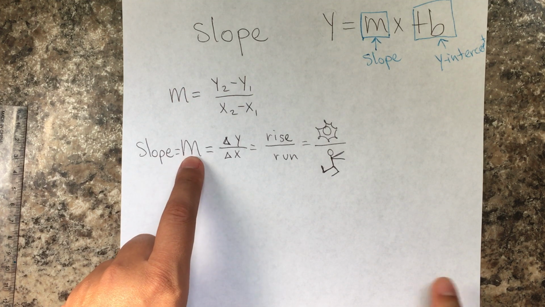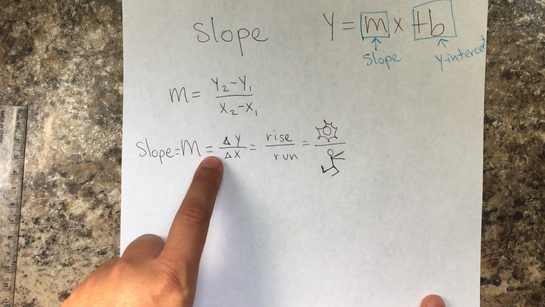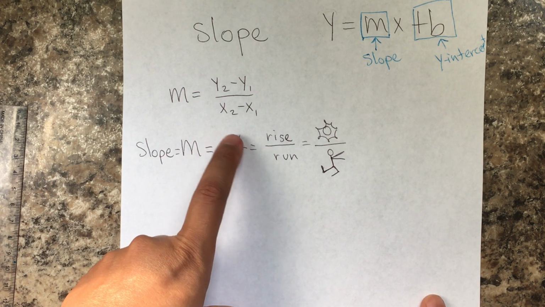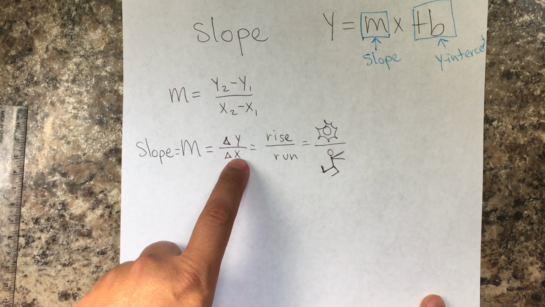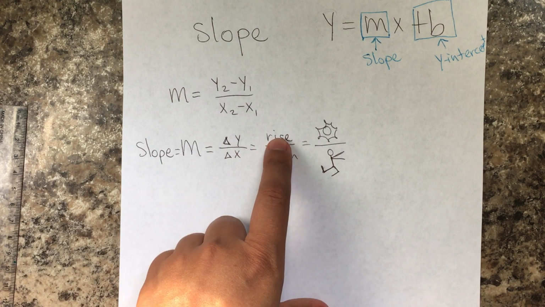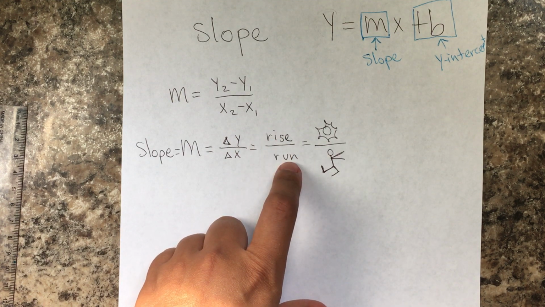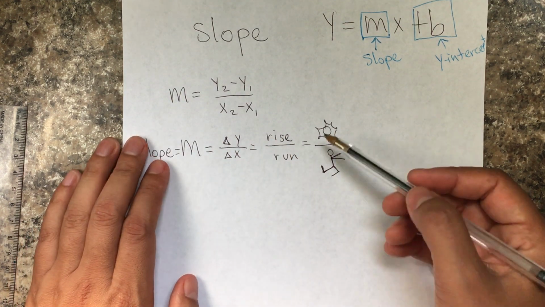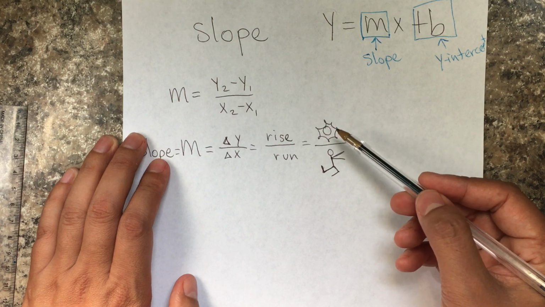The slope is represented by the letter m, lowercase, and it means the change of y over the change of x, and you'll see what that means. Some people know it as rise over run, and I decided to include some pictures to relate it.